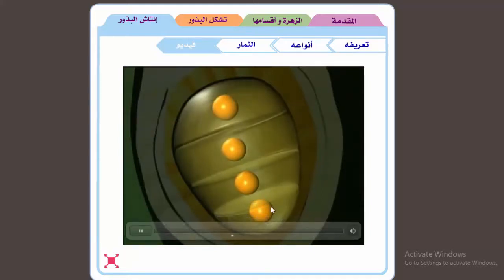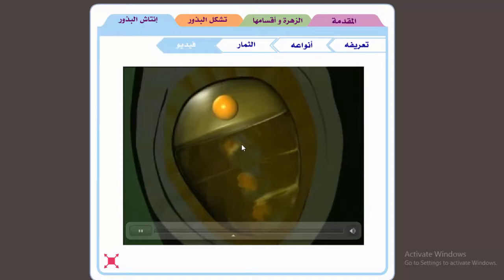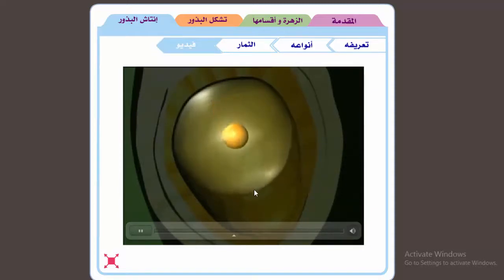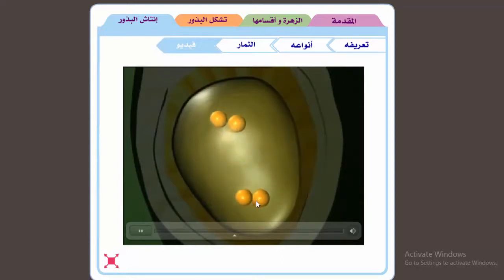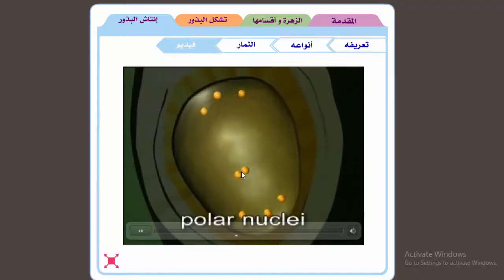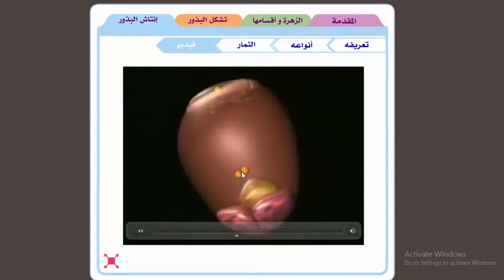3 of these then degenerate. The surviving spore enlarges, and the nucleus divides 3 times, yielding 8 haploid nuclei. 2 of these nuclei move towards the center. These are known as the polar nuclei. 7 cells now form.